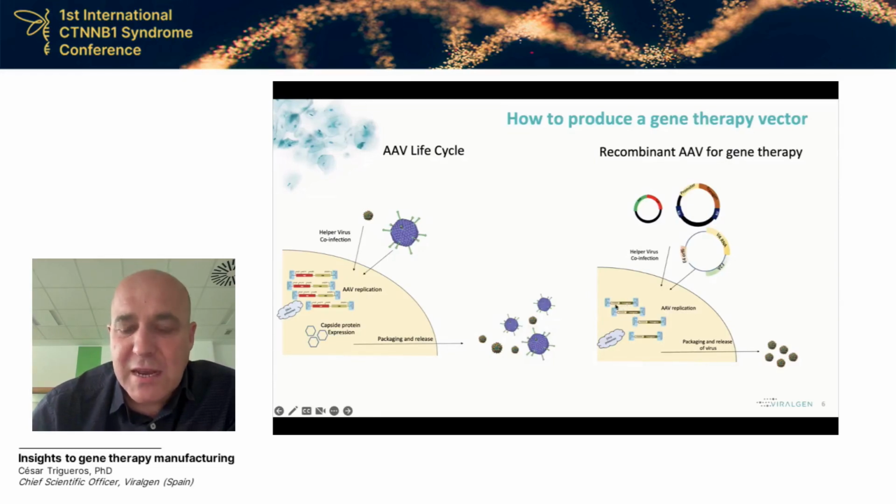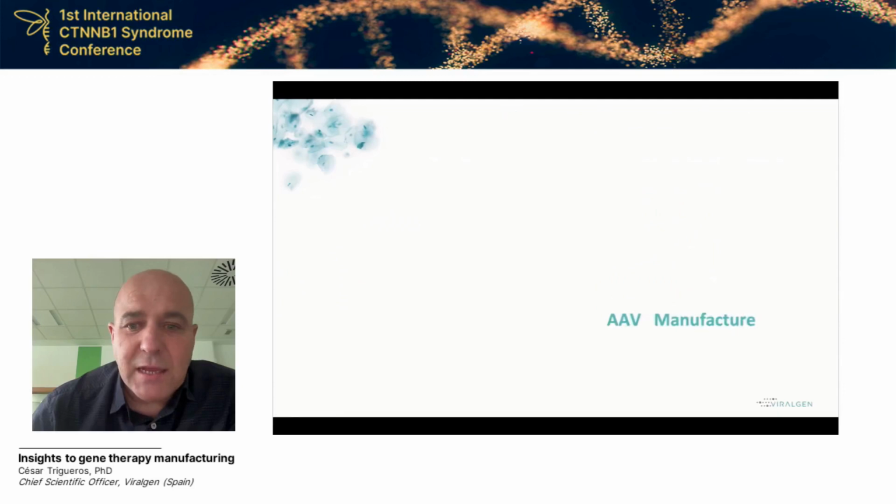This replication happens many, many times and then the virus is encapsulated. All the virus that we are producing has its own genome, but what it carries is the gene of interest that we want to repair. And this is basically how we are producing, in theory, all the virus in the lab.